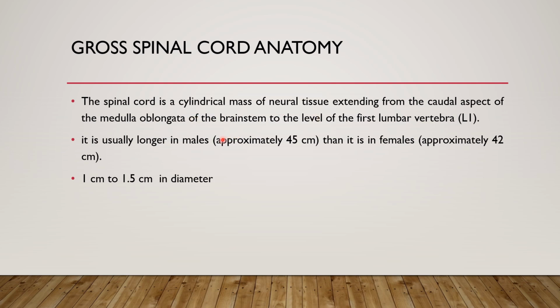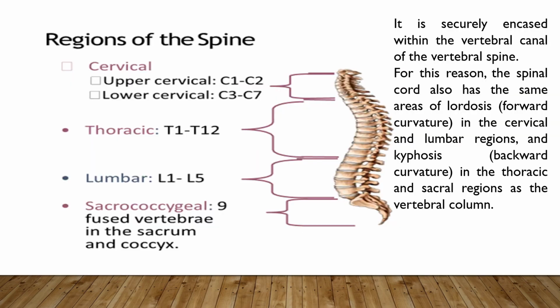Its length is slightly different in males and females. In males it is 45 cm and in females it is 42 cm. Its diameter is 1 cm to 1.5 cm. It extends from the caudal aspect of the medulla oblongata to the level of the first lumbar vertebra, 40 to 45 cm in length, 1 to 1.5 cm in diameter.